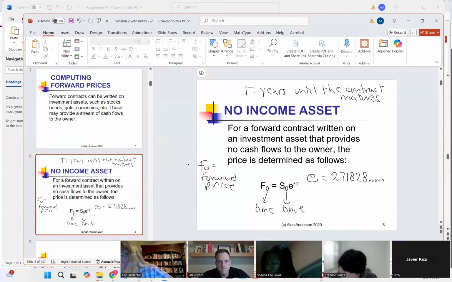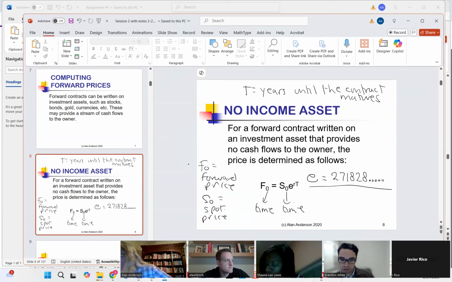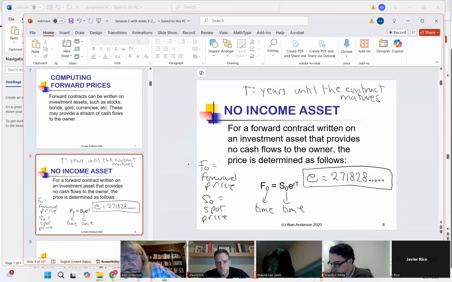So let me just make a few notes here. S is the spot price. Now, what else do we see here? E is a constant, which you would have encountered. I'm going to say you probably ran across this in math in high school, or if you've had math in college. It's a constant. Now, in order to solve for this, any calculator that you have should have a button that lets you solve for this.